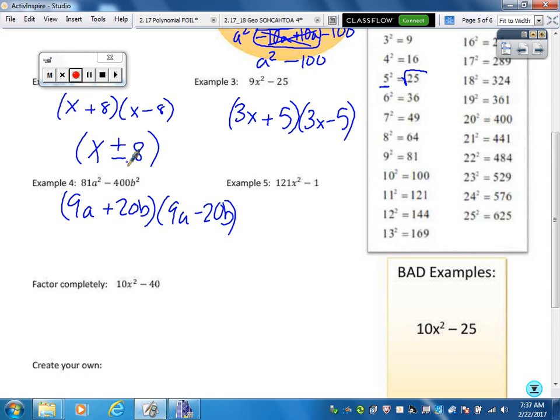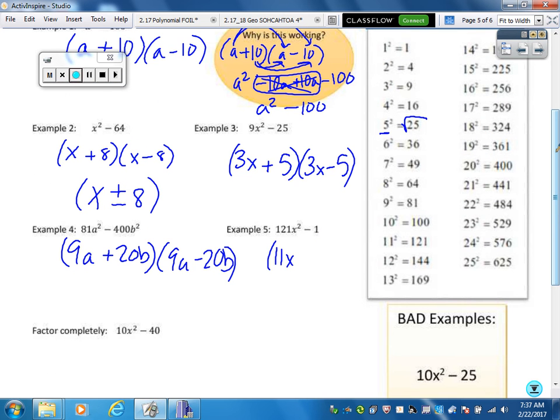Alright, this one's always a tricky one. 121, people recognize, so that's 11x. But 1, a lot of people forget about. 1 squared is also a perfect square right there. So you've got plus 1 and minus 1. It just doesn't look like anything changes there, which is why it confuses people.